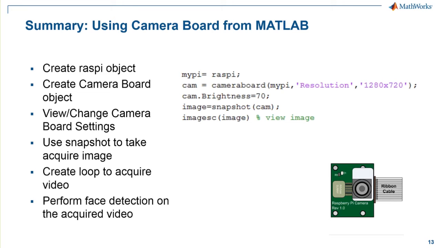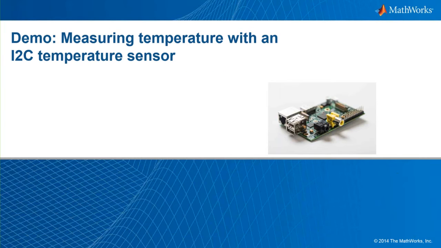Okay, now we are ready to start working with some other sensors that can be connected to your Raspberry Pi. In this demo, we will use the TM102 I2C digital temperature sensor from SparkFun. This sensor will connect to the Raspberry Pi using the available I2C bus. We will demonstrate how to work with the I2C bus, find available sensors, and take measurements.